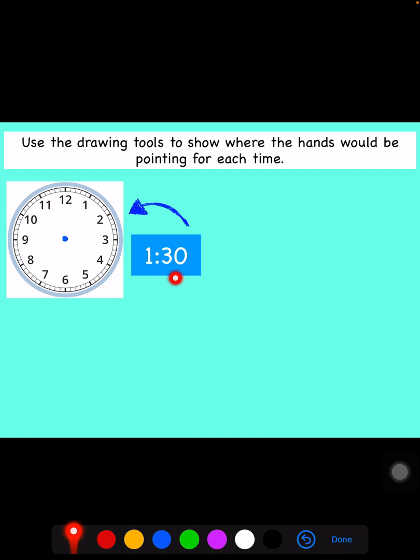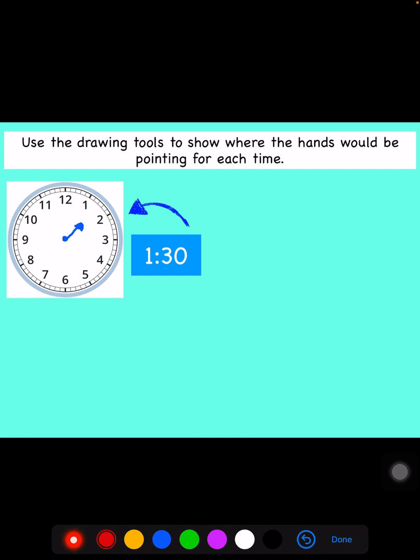But since we're doing it to the half hour, my hour hand cannot point directly to my number 1. That would be when it's 1 o'clock, not 1:30. My hour hand has to point in the middle of two numbers. My hour hand is going to be pointing in between 1 and 2, just like this. It's halfway after 1, but it hasn't reached 2 yet.